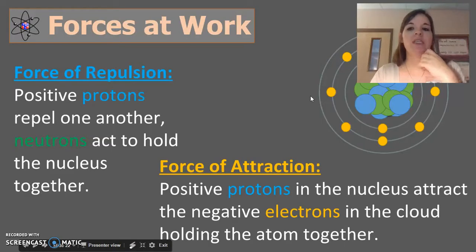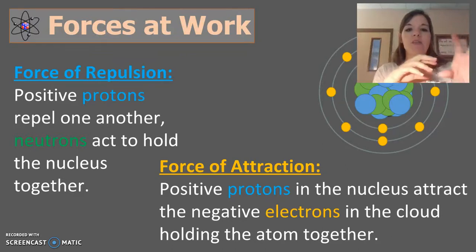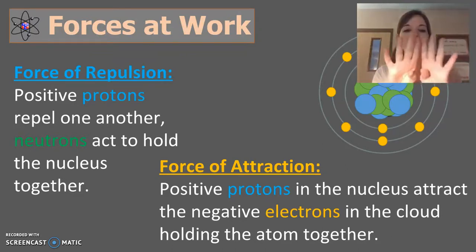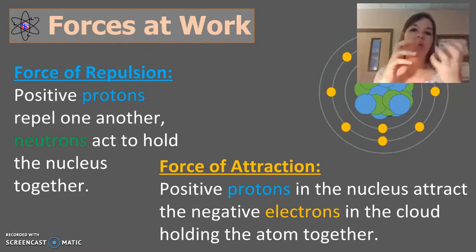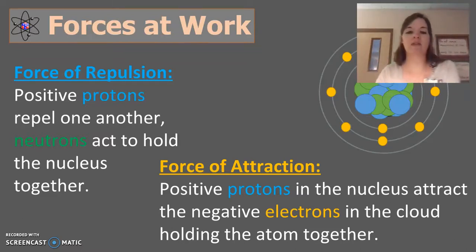So there are two different forces at work when we look at the atom. There's the force of repulsion, meaning that they push each other away. The positive protons repel one another because two positives want to move away from each other. The neutrons are the particle that holds all of it together. Then you have the force of attraction. The force of attraction is where the protons hold the electrons in orbit, kind of like gravity would. There's an attraction between the protons and the moving electrons. That's why the electrons orbit around the outside of the nucleus.